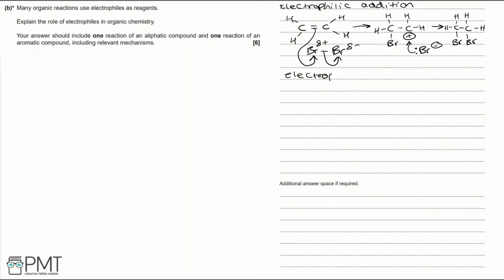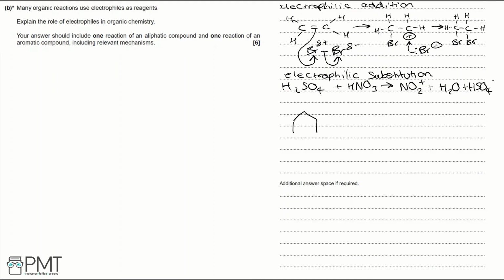Then we're going to talk about electrophilic substitution, which is our second mechanism you learn about at A level. But for this mechanism, you need to form your electrophile. So to form our electrophile, we need to react H2SO4 with HNO3 in this case, because we're doing a nitration of benzene reaction. So we'll form NO2 plus, H2O, and HSO4 minus.